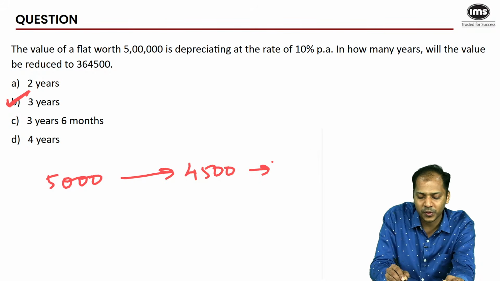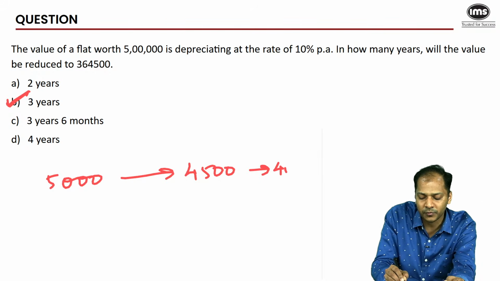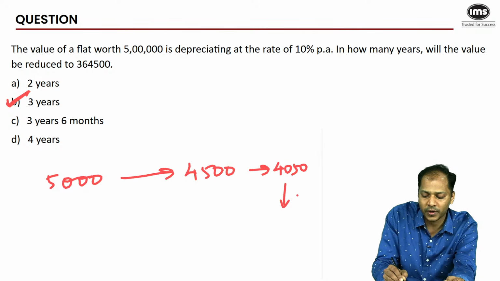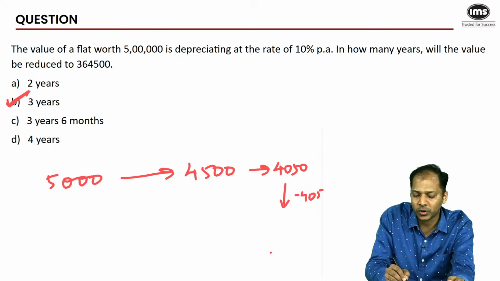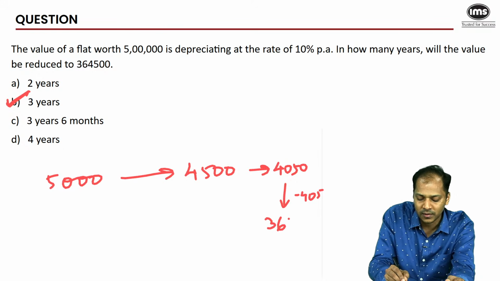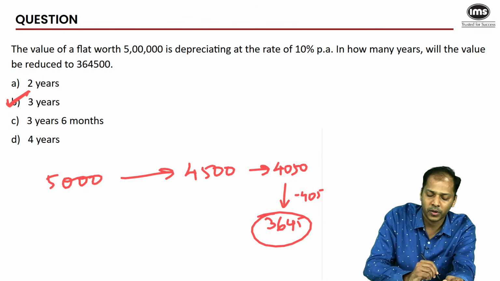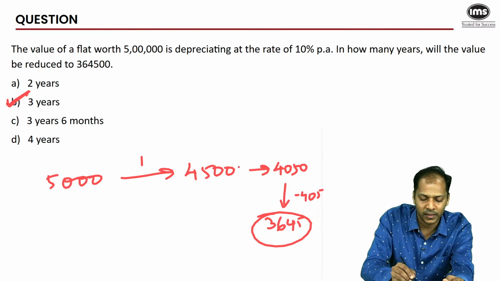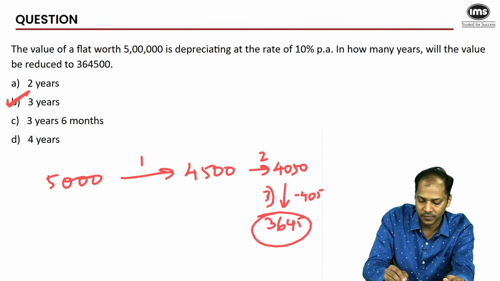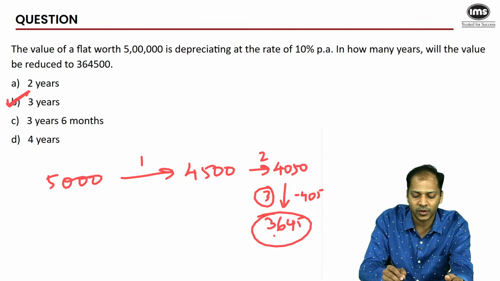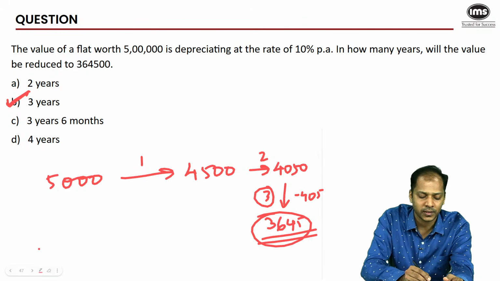You reduce it by 10%, 450 reduce hoga, and this will become 4050. You will reduce this by 10%, you will reduce by 405, and it will become 3645. That's what has happened over here. So we were looking for this number. It will happen 1 year, 2 years, 3 years. So after 3 years, you will reach 364500. The answer is option B.